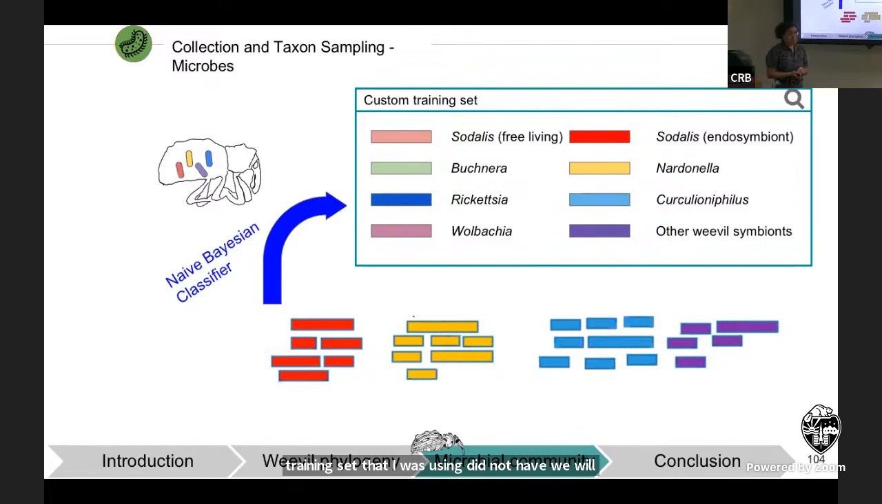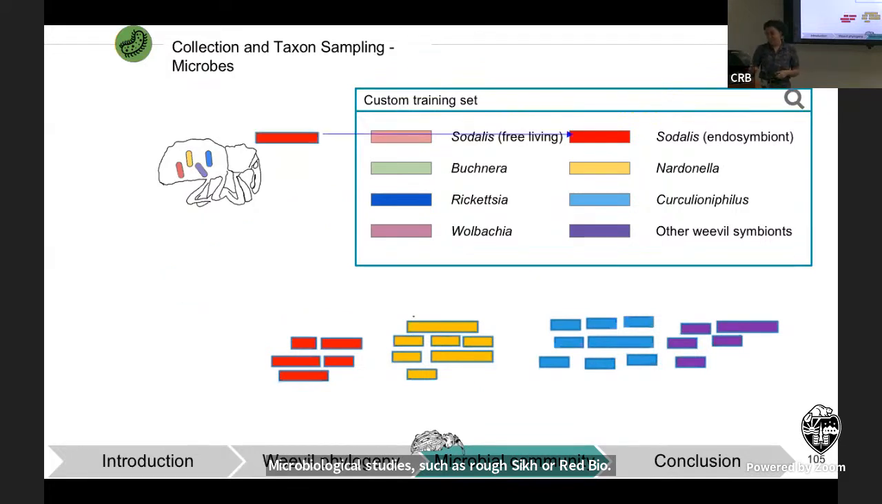I also then started realizing that there were not a lot of databases out there used for microbiological studies, such as RefSeq or RedBio, that had symbionts known to weevils. So I had to make a custom training set. And after I made a custom training set, I was able to identify weevil endosymbionts in some of my specimens. But this also made me a little bit concerned.